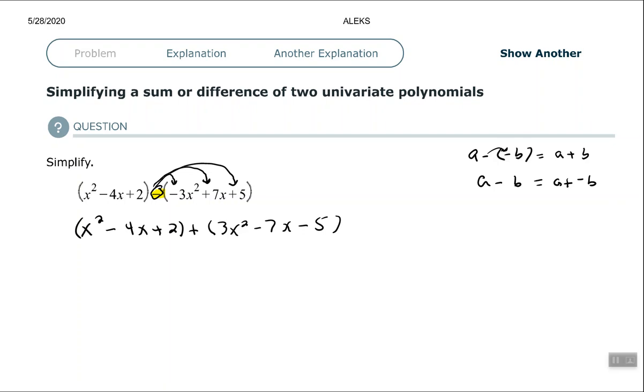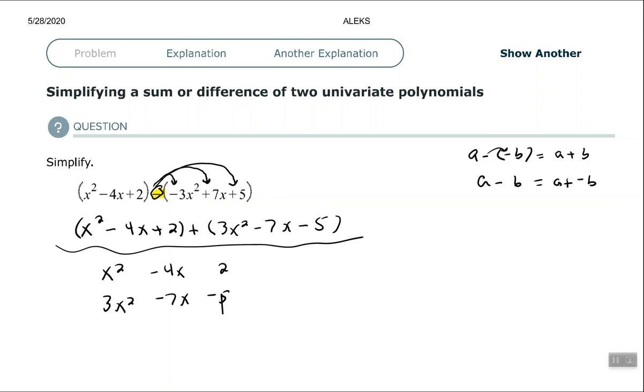Now from here you want to combine like terms, and you can combine like terms by keeping this horizontal, or you can write it in a vertical fashion. What I mean by that, you can line up the like terms right over each other. So I have 1x squared, and then I have a positive 3x squared, and then I have negative 4x, and then I have a negative 7x, and then I have a positive 2 and a negative 5. So I can line up those like terms right over each other if that helps out.